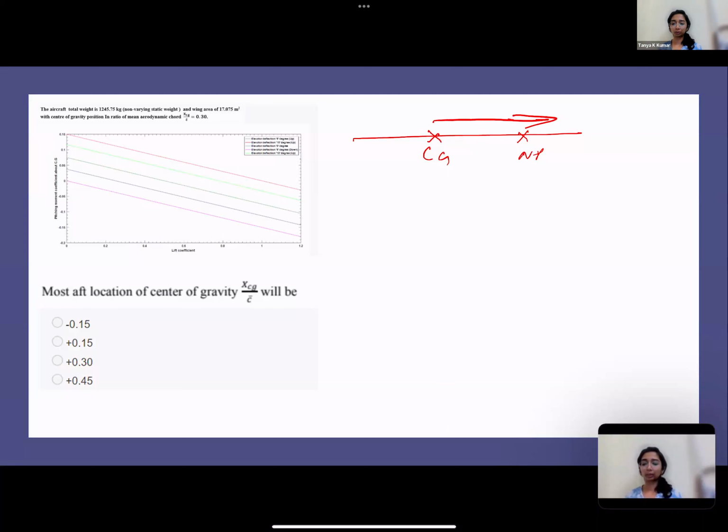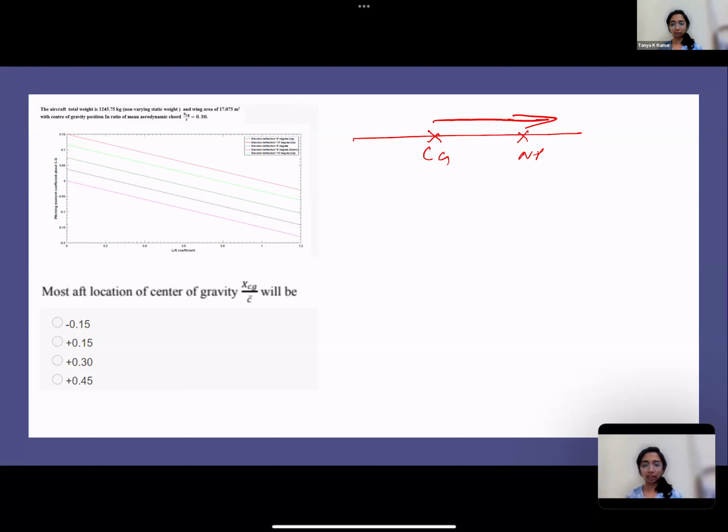How far can it move? The most aft location. So now if your CG moves beyond the neutral point, will your aircraft be stable? No, right? No. If you move beyond the CG, beyond the neutral point, your aircraft will not be stable.